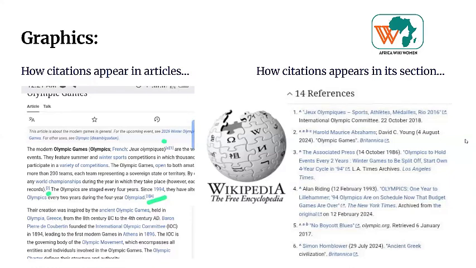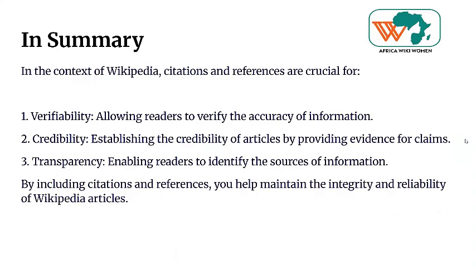So the next is in summary, in the context of Wikipedia, citations and references are crucial for verifiability, allowing readers to verify the accuracy of information, credibility, establishing the credibility of articles by providing evidence for claims, and transparency. It will enable readers to identify the sources of information. It's as simple as that.